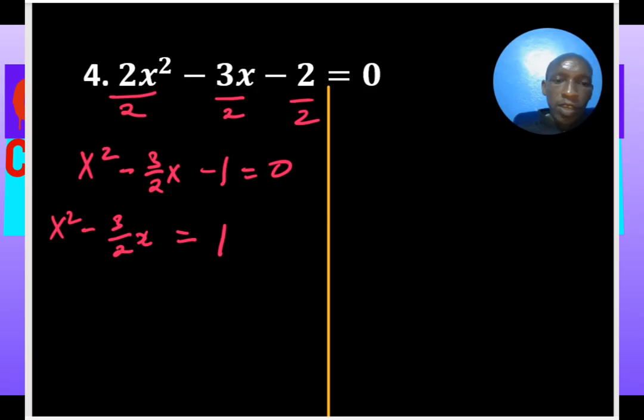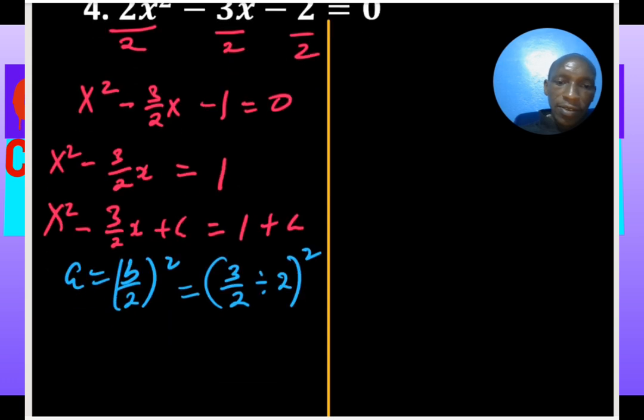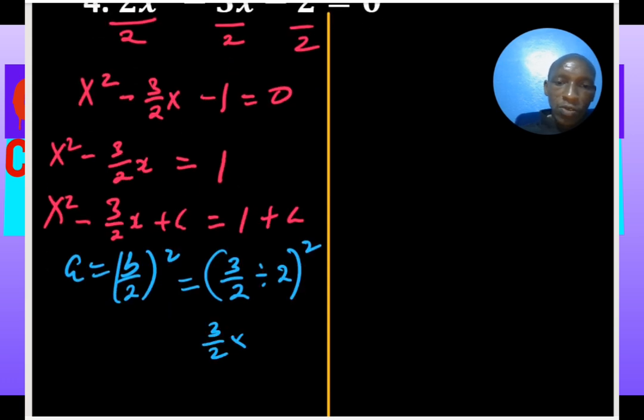Then we complete the square: x squared minus 3 over 2 x plus c is equal to 1 plus c. The coefficient of x squared is 1, and therefore c is b over 2 squared. Now remember our b is 3 over 2. Divide that by 2. This is same as 3 over 2 times a half squared, which gives us 3 over 4 squared.